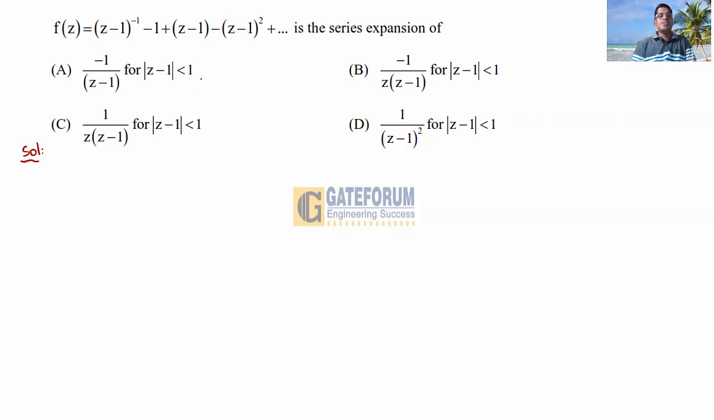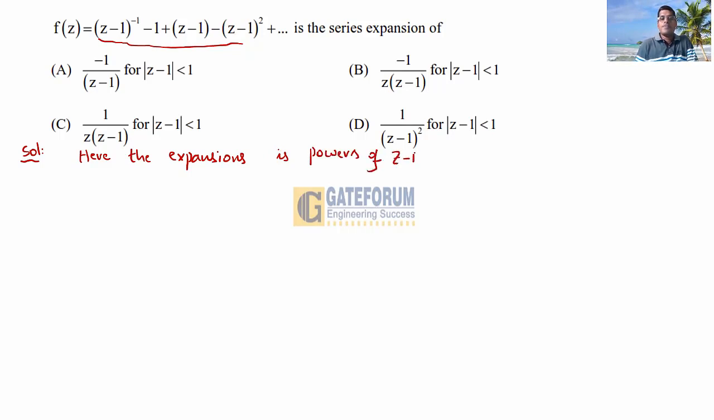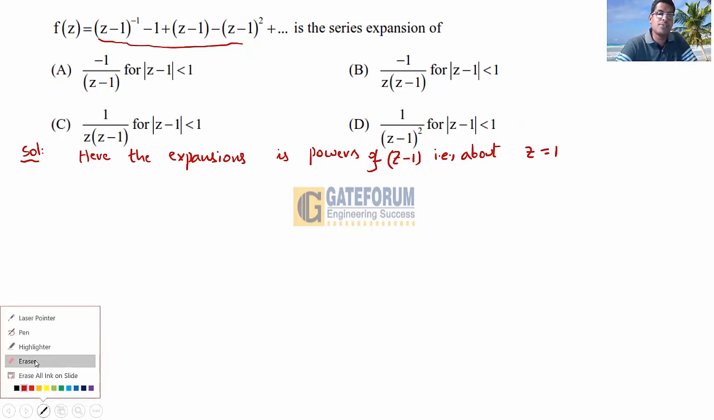Now the question is one of the options, so we can verify by the options method. Here observe all terms are powers of z minus 1. Here the expansion is in powers of z minus 1, that is about z is equal to the singularity point, that is 1. That is why in all options A, B, C, D, the region of convergence is mod z minus 1.